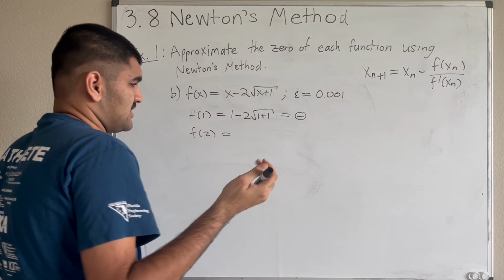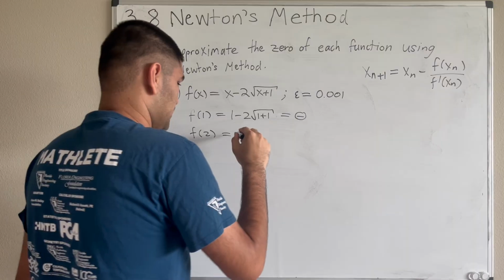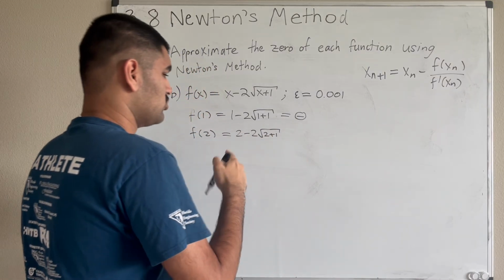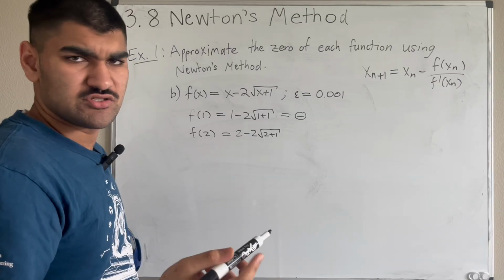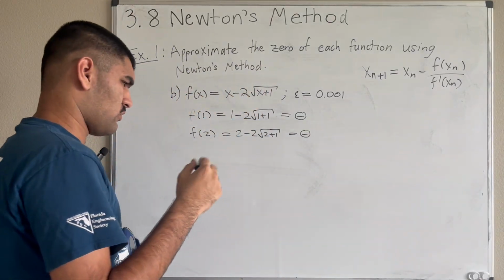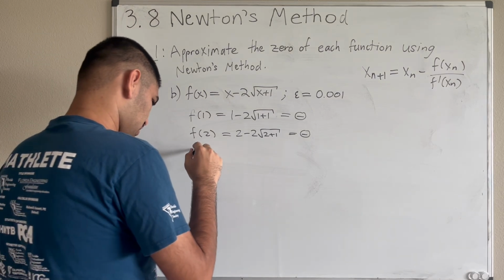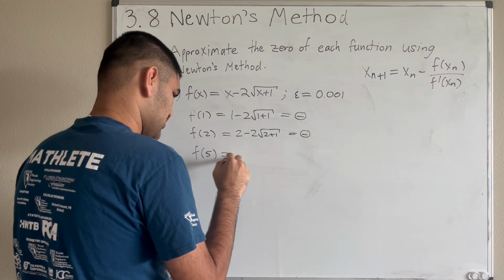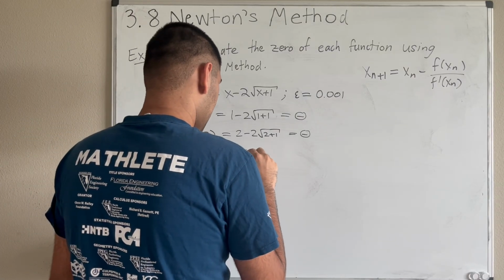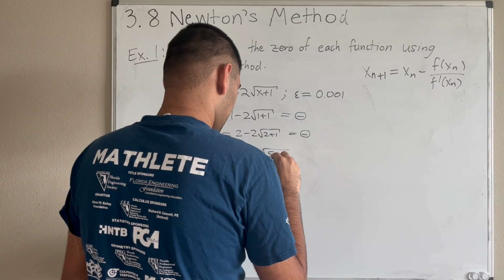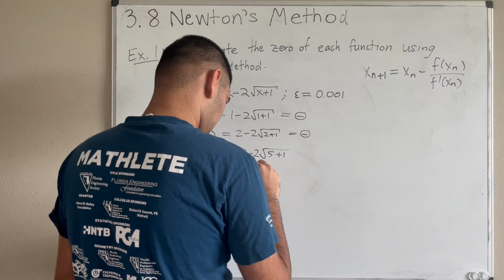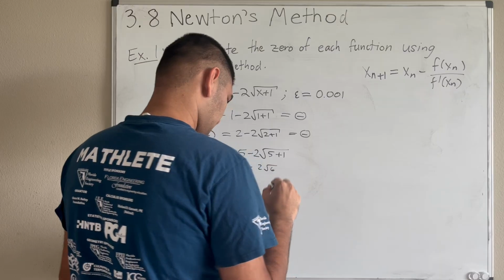So now we could test f of 2, right? So let's see, we have 2 minus 2 root 2 plus 1. So we have 2 minus 2 square root of 3. That's still negative. Okay, so I have a feeling this is going to be negative for quite a while. So let's make a jump to x equals 5. If we test f of 5, we get 5 minus 2 root 5 plus 1. So that's 5 minus 2 square root of 6.